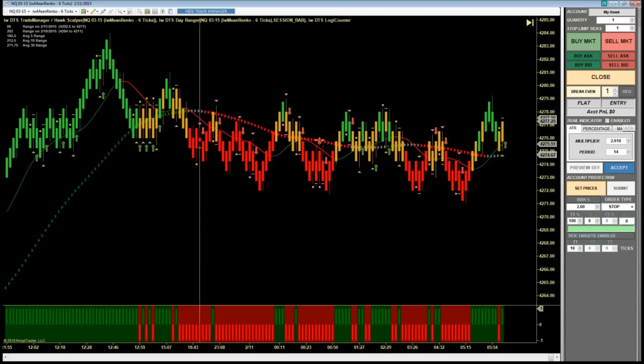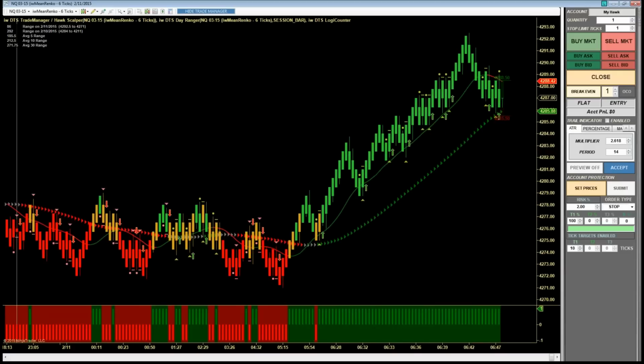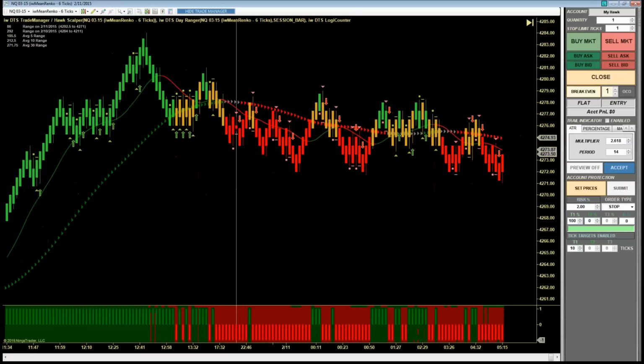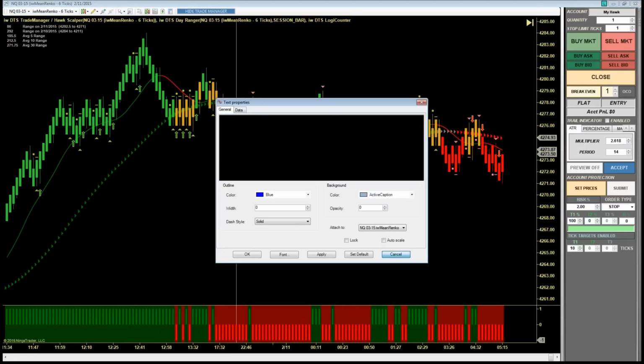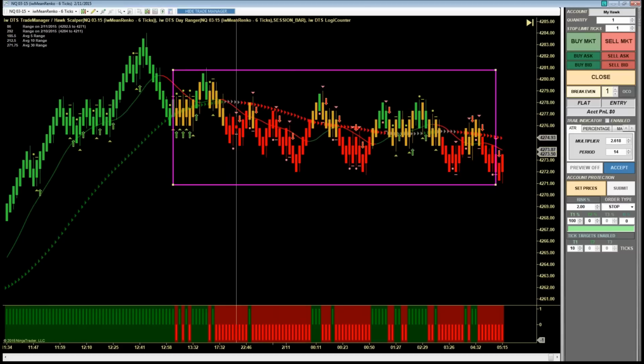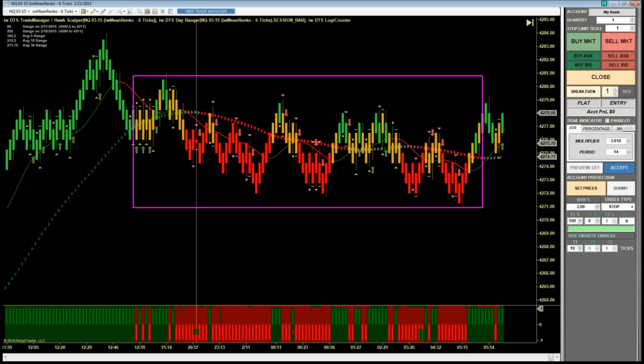Here's the Hawk, and when you see all these yellow bars building through your Hawk and you see your filter doing this, you are in a range-bound market. Just don't touch it. It's not worth it. Just stay away from it. Let everybody else chew themselves up. You don't need to be in there. Wait for it to get out.